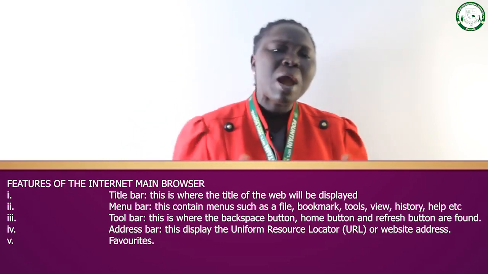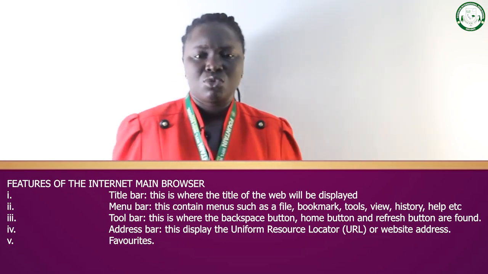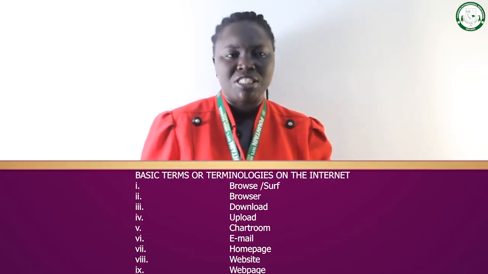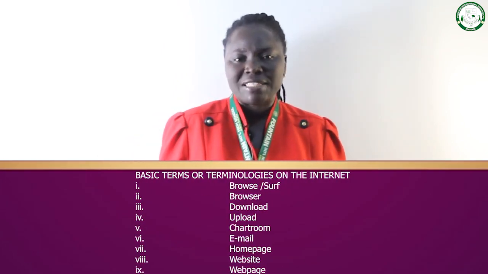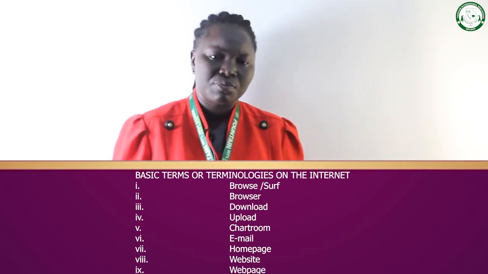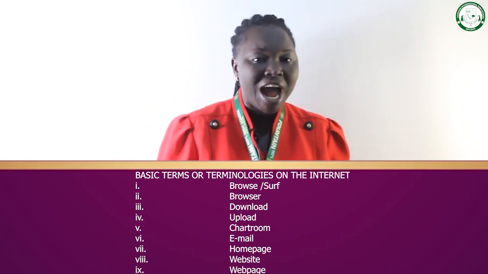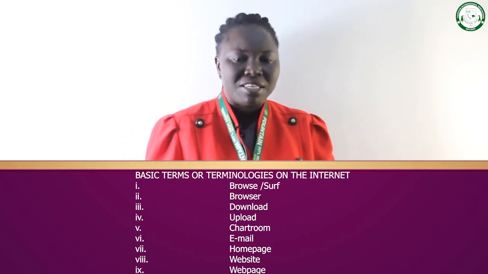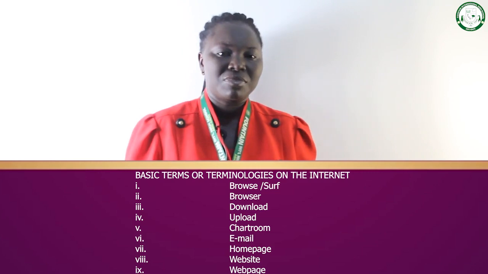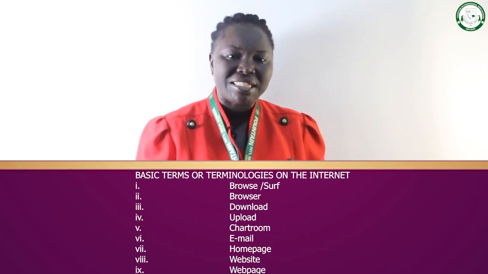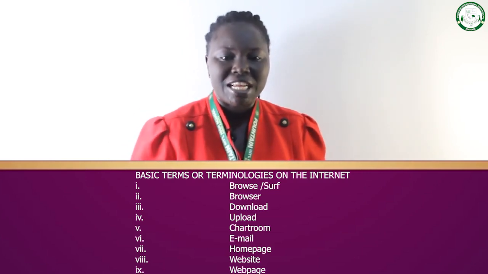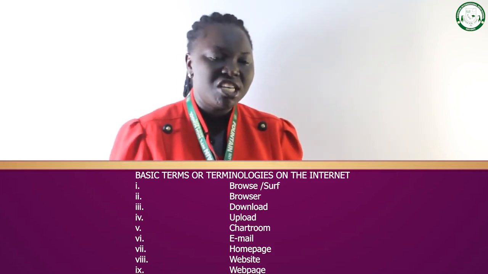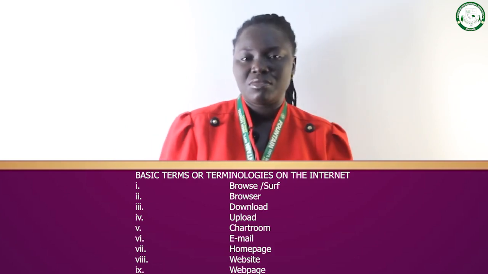Now, while making use of this internet, we have the basic terms, the terminologies on the internet. What are the terminologies? We have browse. To browse is also known as to surf. Some people call it browse, some call it surf. Browsing, also known as what? Surfing. The moment you are browsing the internet, you are also surfing the internet. That is, to get some information, to visit some pages through the internet. Then we have browsers.